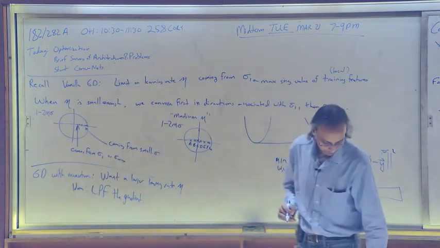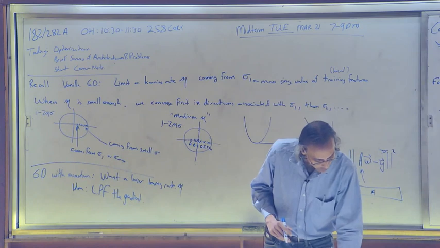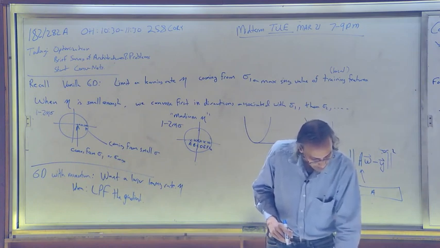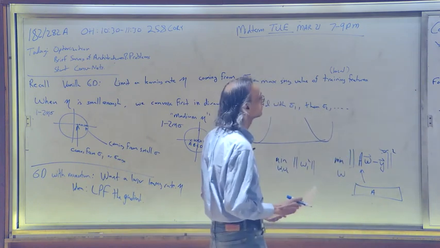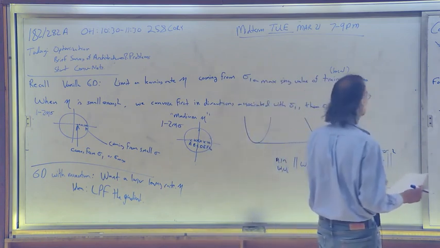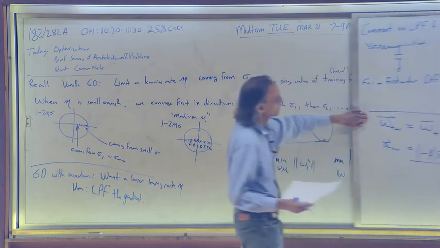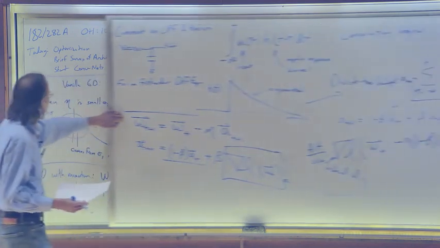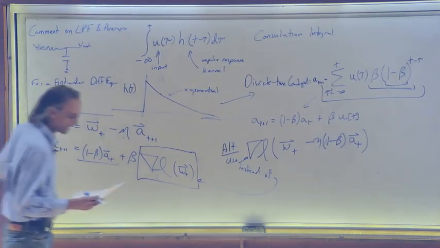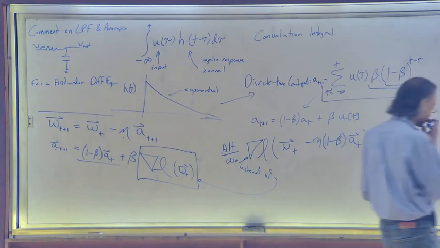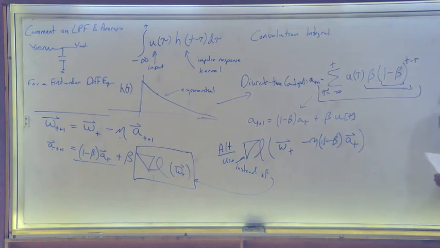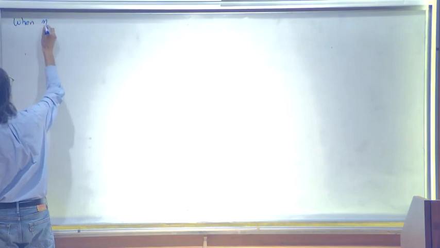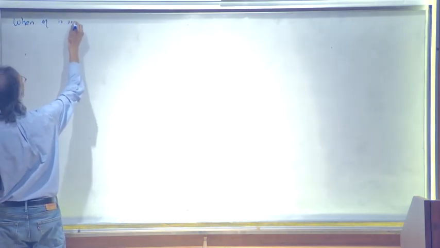Before I move on to adaptive methods, I wanted to draw a little circuit analogy for what happens when you have a small learning rate, when beta is small enough.